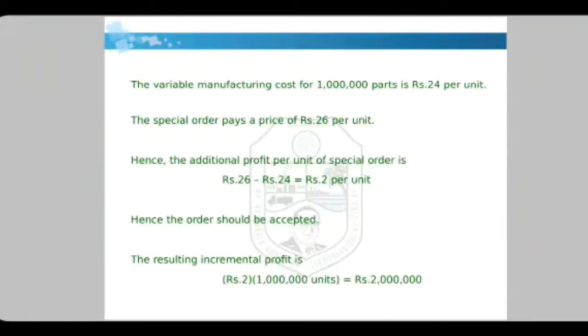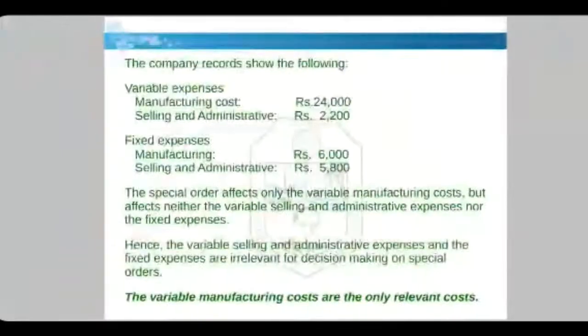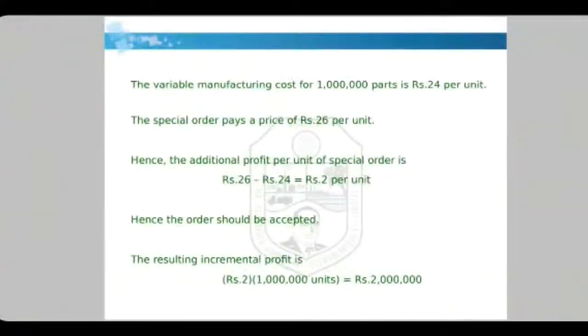Now, the variable manufacturing cost per 1 lakh parts is rupees 24 per unit. So here it is given that manufacturing cost is 24,000 for 1000 parts. So 24 rupees per unit, and the special order pays a price of rupees 26 per unit, right? Hence the additional profit per unit of a special order is 26 minus 24, that is 2 rupees per unit.